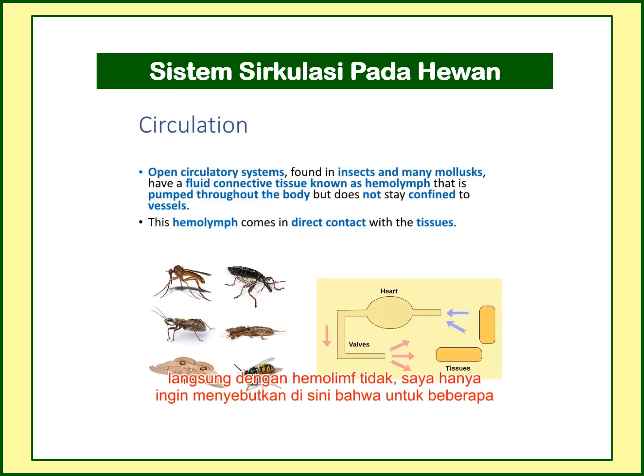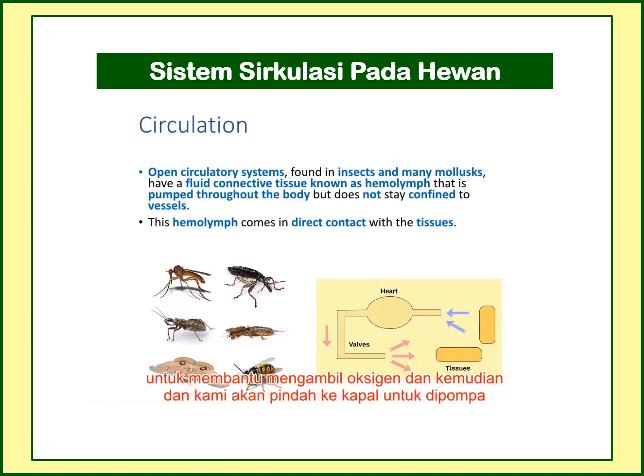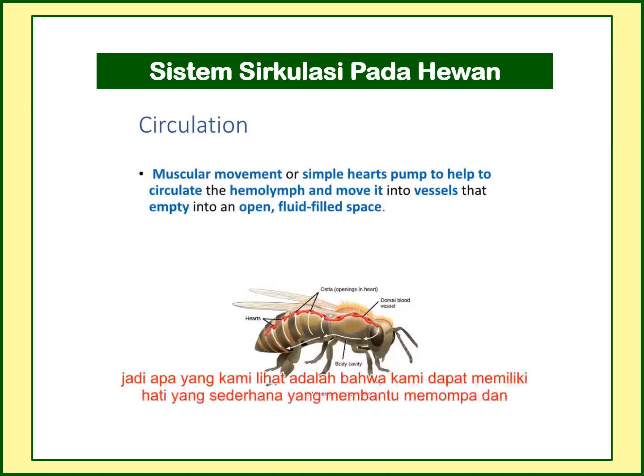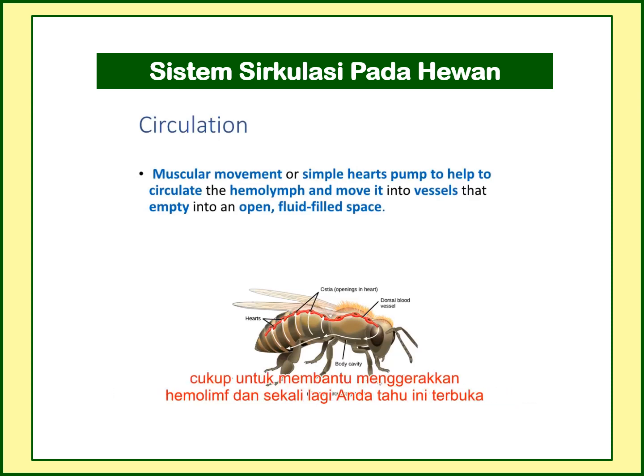Now I just want to mention here that for some of these organisms, such as mollusks, they do have gills that the hemolymph will pass over to help pick up oxygen, and then it will move into the vessel to be pumped out again and directly over the tissues. So we can have simple hearts that help to pump and circulate the hemolymph. Sometimes muscular movement is also adequate enough to help move the hemolymph around.